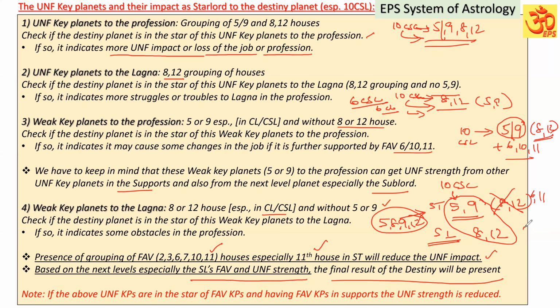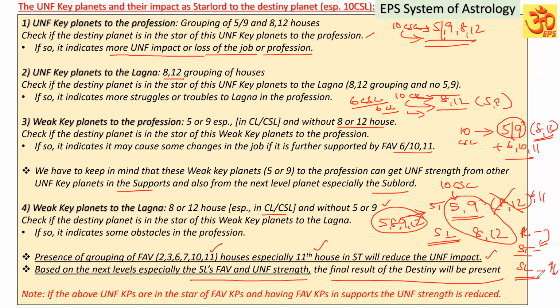So we are checking the planet, the 10th cuspal sublord, its star lord, and the sublord we have to check. Importantly, the planet is experiencing its star lord, whether it is weak or an unfavorable key planet. So accordingly, this planet's destiny is going to be reduced or going to face obstacles. And based on the sublord strength, that unfavorable strength of the destiny is going to be increased or decreased. I think you're able to understand.